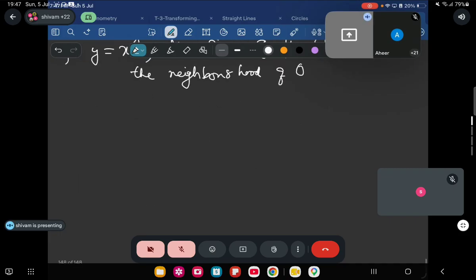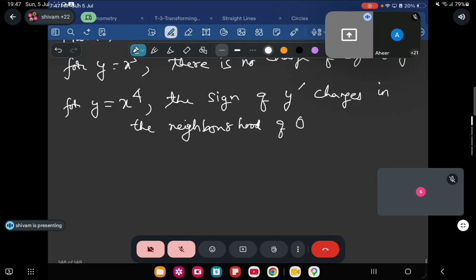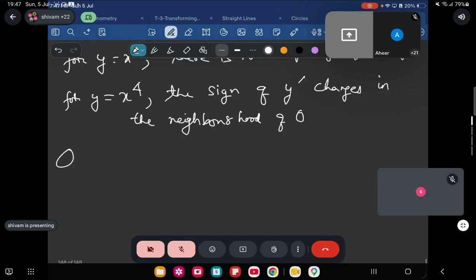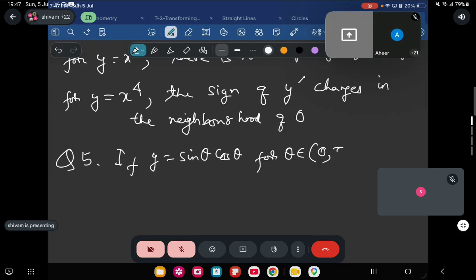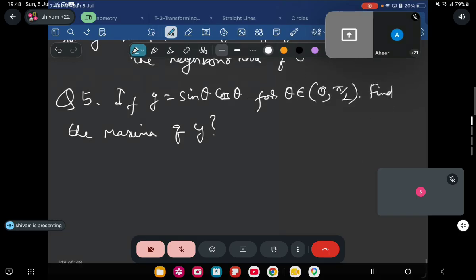Okay, let us solve some more problems, everyone. Let's do some problems on Maxima-Minima. Question number 5. If y is equal to sine theta cos theta for some theta belongs to 0, pi by 2, find the maxima of y. Quickly solve, everyone.